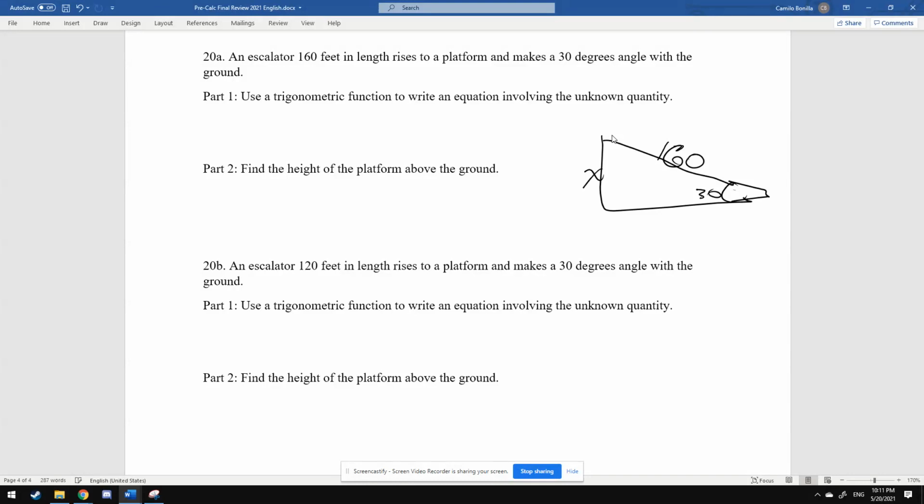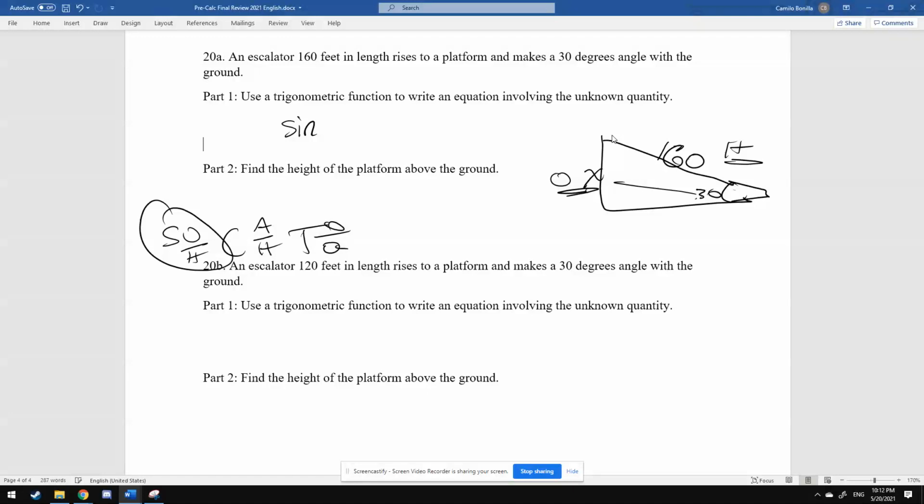So they want to know what this value is right here. It's from this angle. This is my opposite. This is my hypotenuse. Let's remember SOHCAHTOA. We're going to be using sine because we have opposite and hypotenuse. So we have sine of 30 degrees is equal to x over 160. And they want you to solve it.